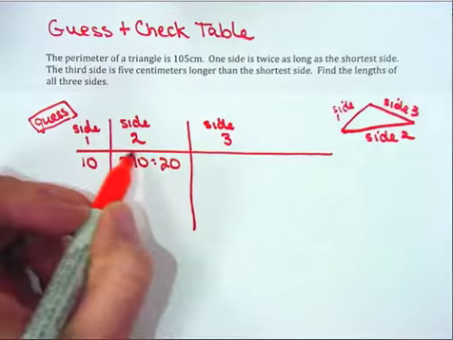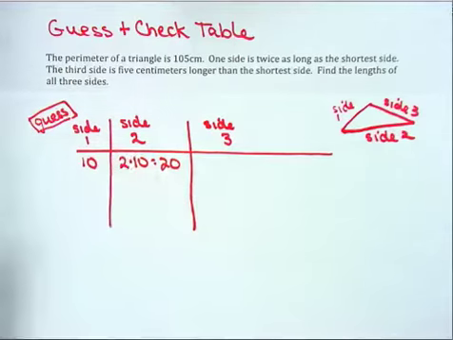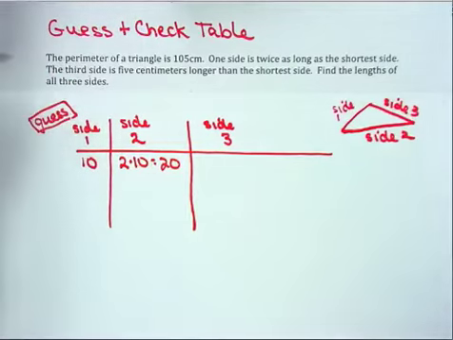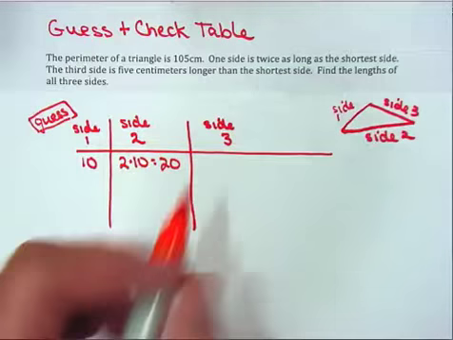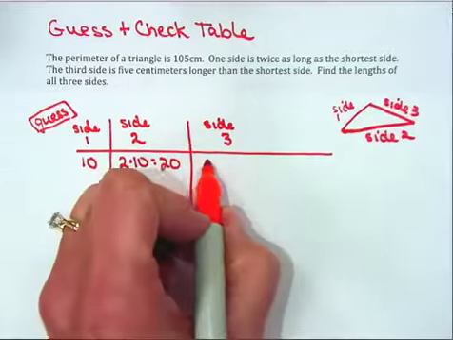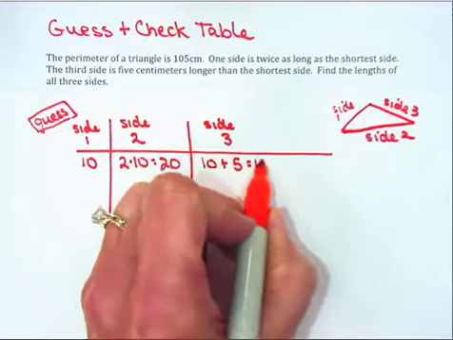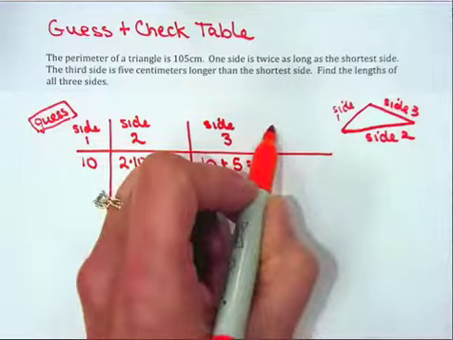My second column will represent the length of the second side. Side 3, the third side, is 5 centimeters longer than the shortest side. 5 centimeters longer means to add 5 to our guess, our shortest side. So in column 3, I will have 10 plus 5 equals 15 centimeters.